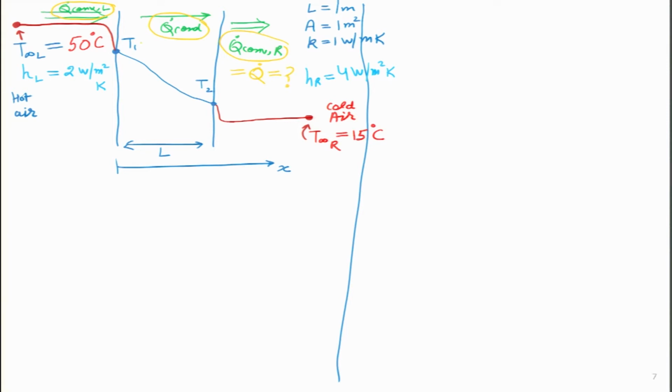The second thing I want to find out is the value of T1, so I will put a question mark over here, and I want to find out the value of T2, so I will put a question mark over here as well. These are the three parameters that I want to find out. So, let me write over here: I want the value of Q dot, the value of T1 and the value of T2. There are various ways in which we can solve this particular problem, but in this chapter we will solve it with the thermal resistance network.